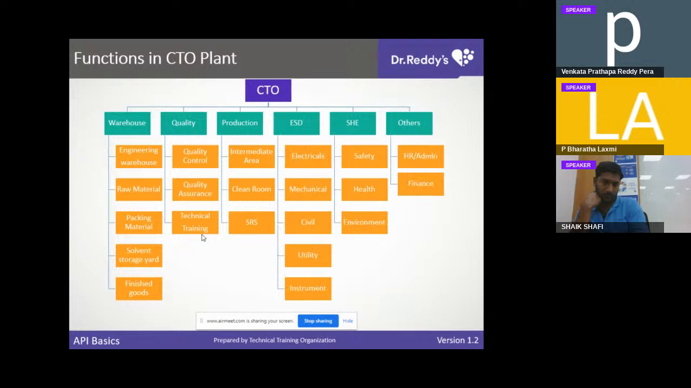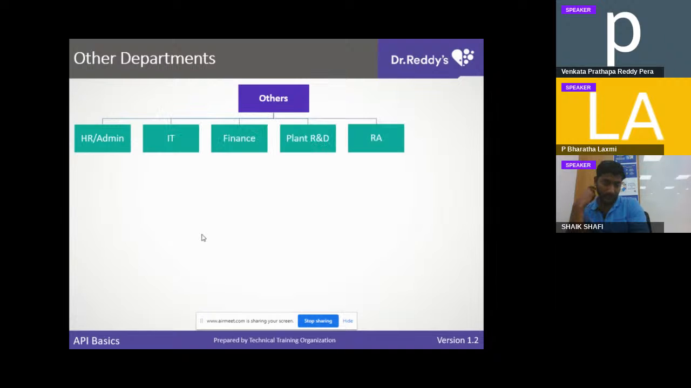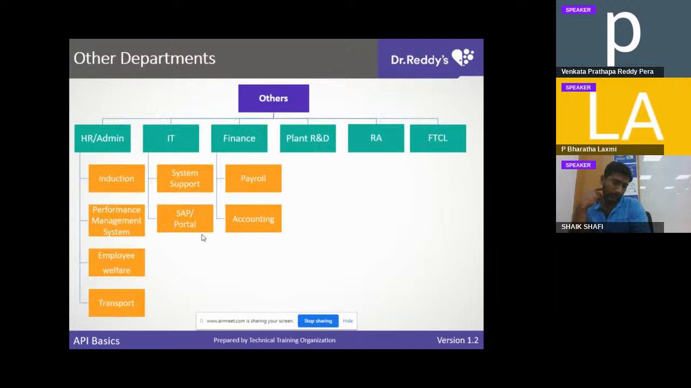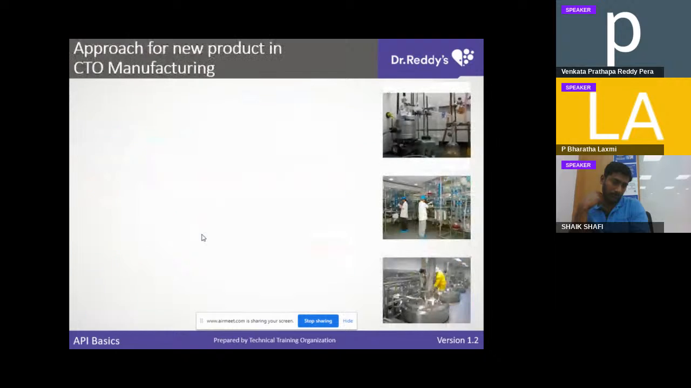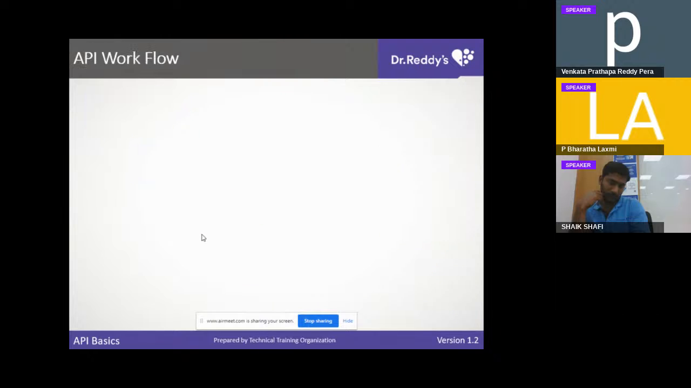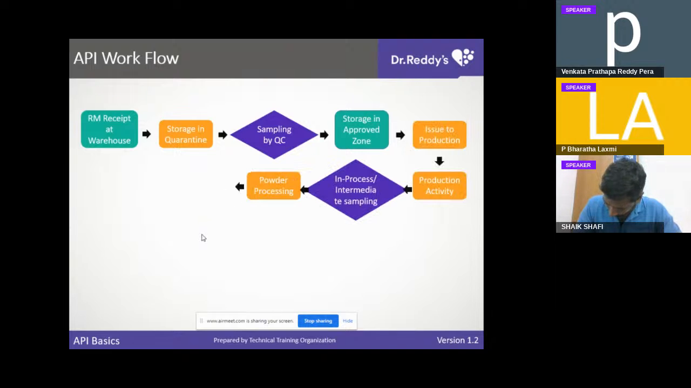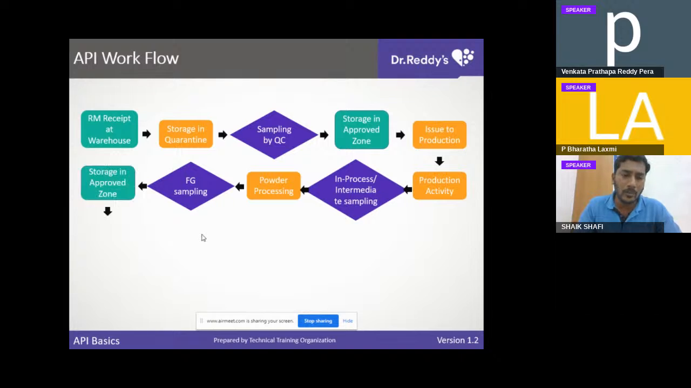So one question we have from Charmila. In a pharmaceutical manufacturing unit, in the production department, will they carry out a pilot scale? Yes, we carry out pilot scale.